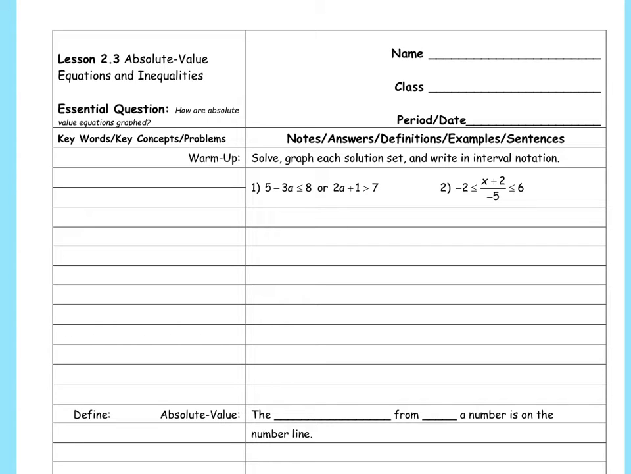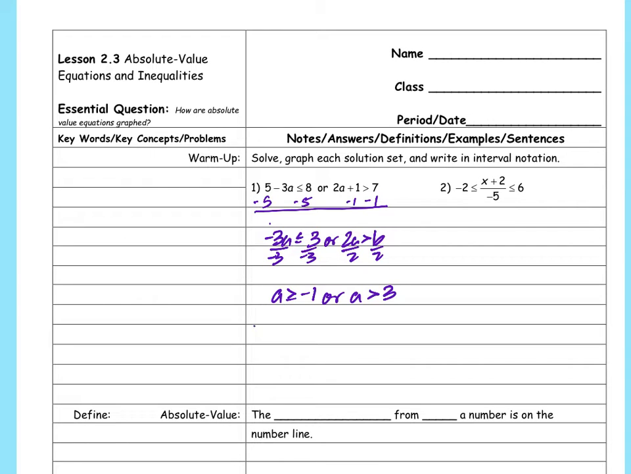On the warm-up, we're just going to solve, right? So I've got subtract 5 and then subtract 1. I'm just going to do them both at the same time. And I've got negative 3a is less than or equal to 3, or 2a is greater than 6. So divide by negative 3, divide by 2, and I've got a is greater than or equal to negative 1, or a is greater than 3.